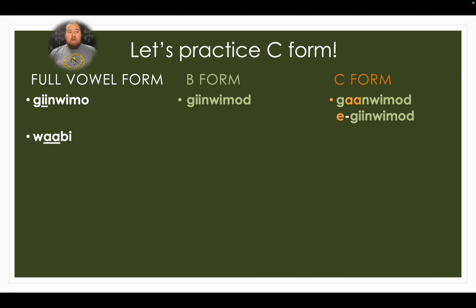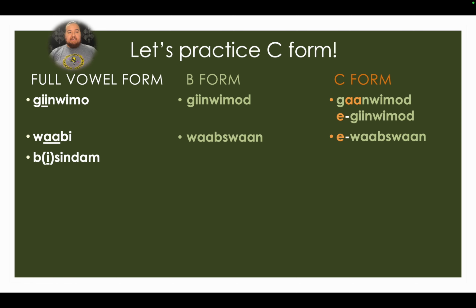Next we have wabe. And so now we're using a negative B form suffix, swan. And so our double A is our sound that we want to change. And according to our slide, we use a hanging E for this one. So ewabe swan, as indicated here.